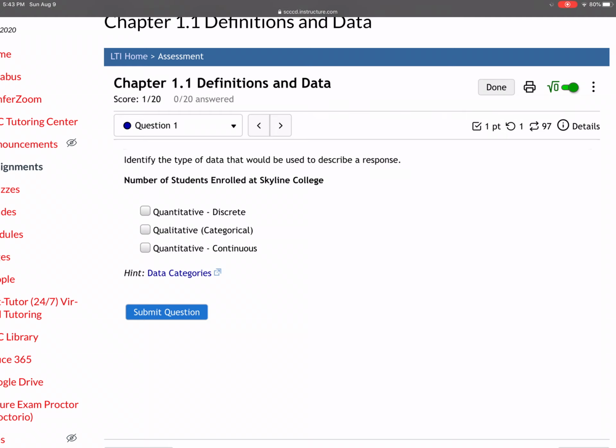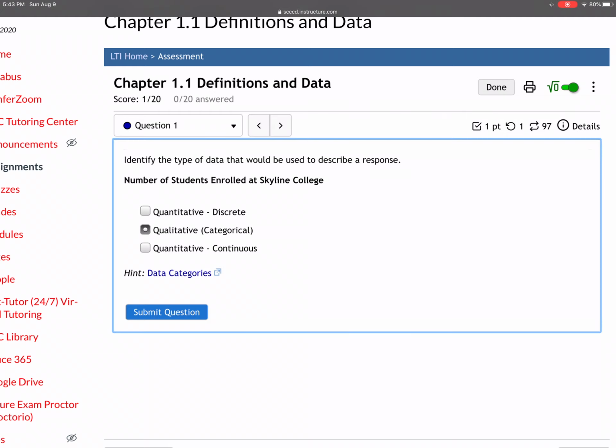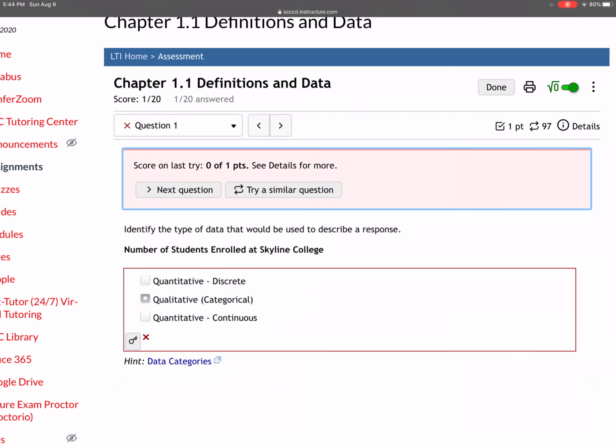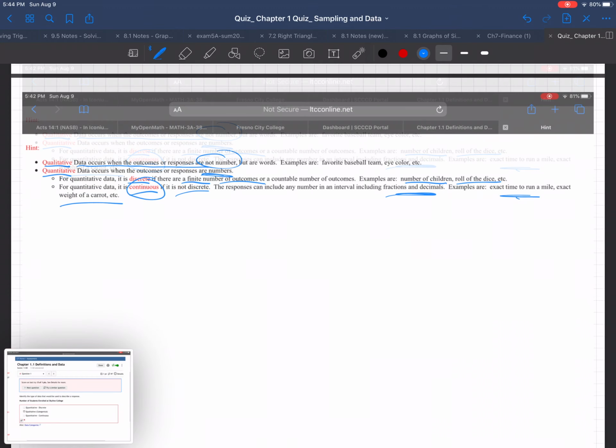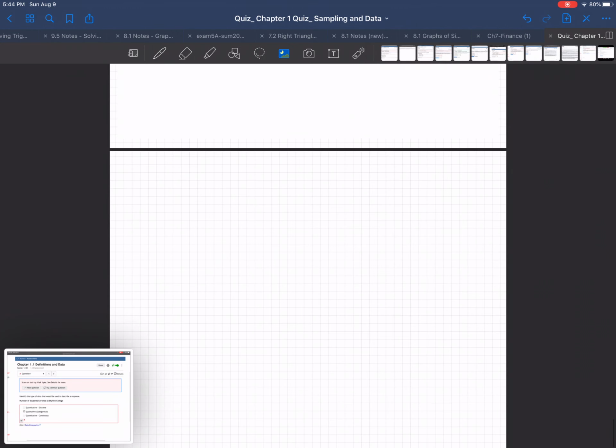Number of students. Think, oh, I think that's qualitative. That's crazy. It's not qualitative. Submit. Goes, oh, no, I got it wrong. I wrecked my score now. No, you didn't. See the upper right-hand corner? Let me copy it over here where I can write on it and show you more clearly.